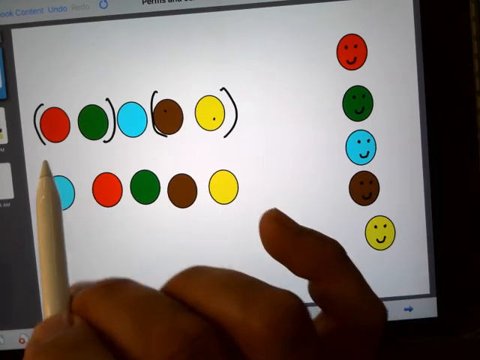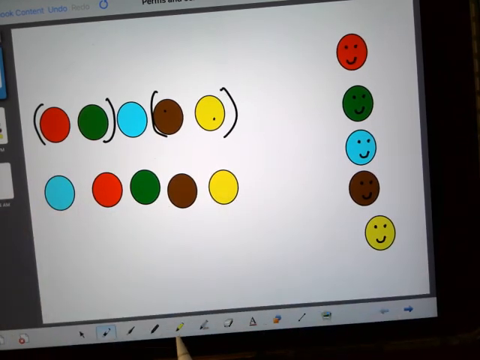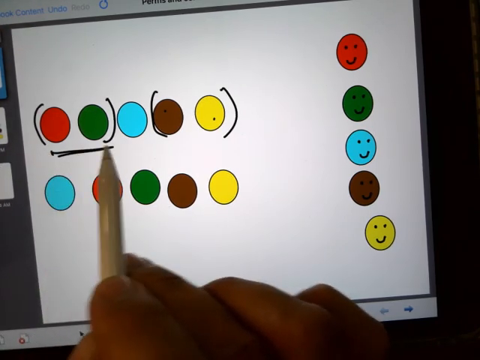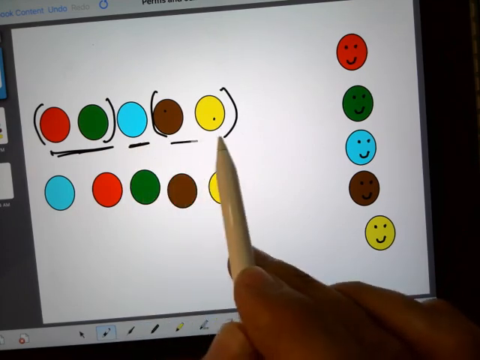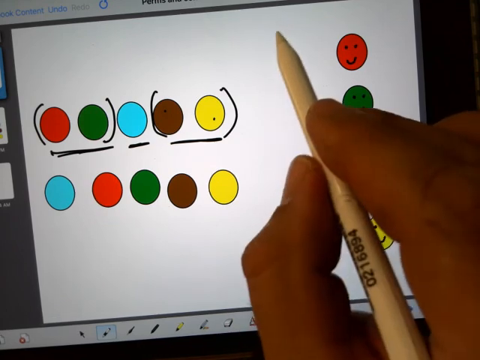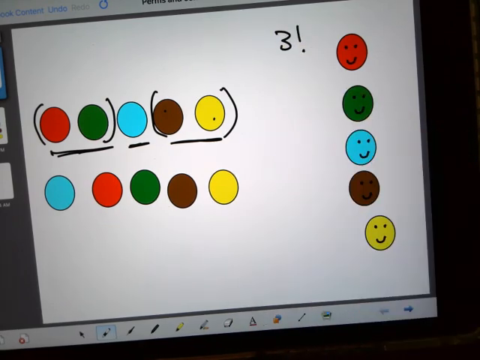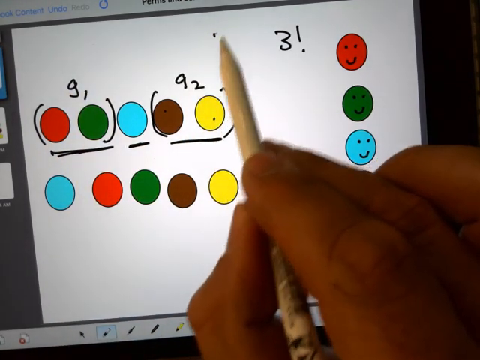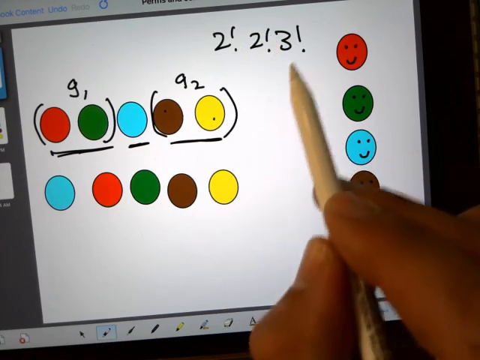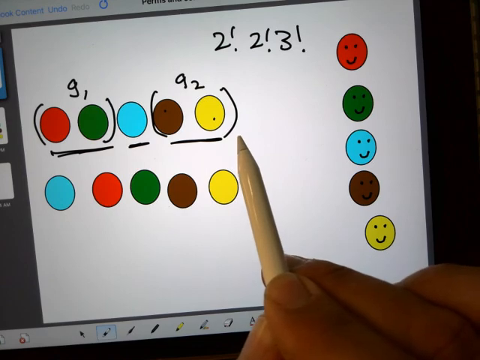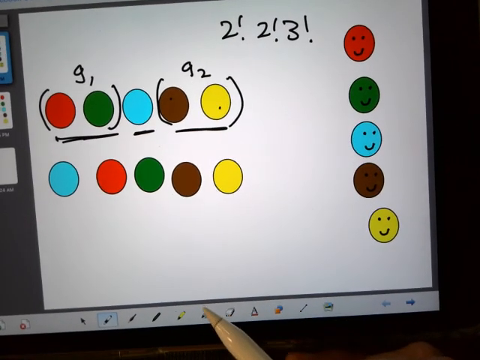So before we even use the formula, let's just do this. How many slots are there when you zoom out? 1, 2, 3. These 3 can be arranged. So that's where the 3 factorial at the end comes from. This is kind of like group 1, and this is group 2. So that'd be 2 factorial times 2 factorial times 3 factorial. That's the big picture here. Okay. How would this work using my formula?